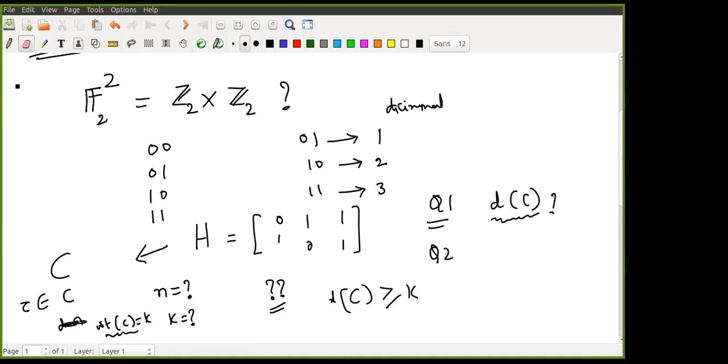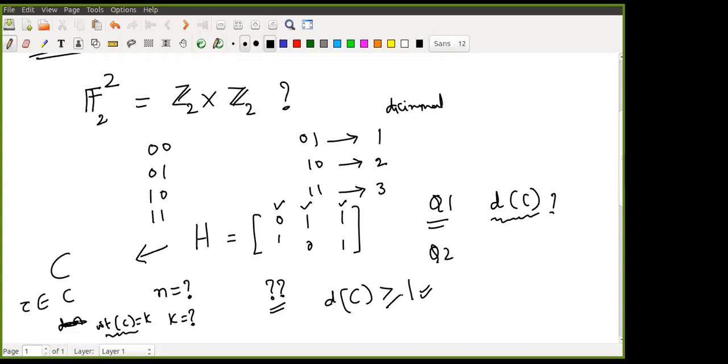So first I will say that the distance of C is greater than or equal to 1. Why? Go one by one. If I take any single column here, it is linearly independent. Why? All are non-zero, right? This is non-zero, so linearly independent. This is non-zero, linearly independent. Third column, non-zero, linearly independent. So if I take any single column, they are linearly independent, so the distance of C is greater than or equal to 1.